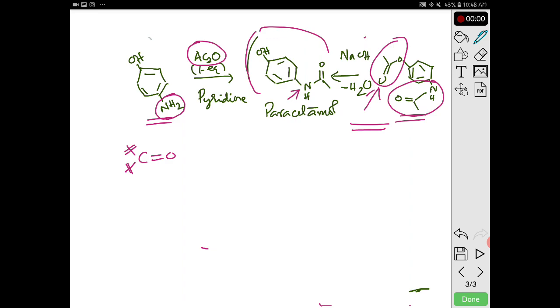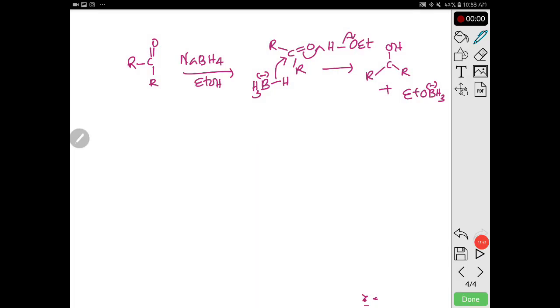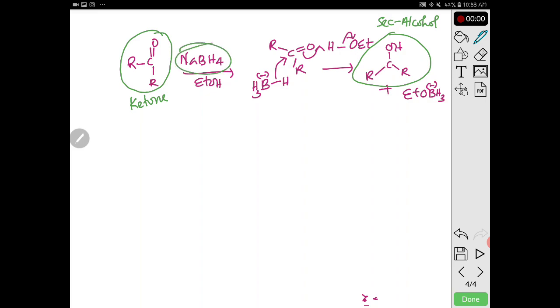So let's see what factors determine the chemoselectivity. What is the idea behind how the chemoselectivity is controlled? Here I have taken the reduction of an aldehyde to alcohol. It's actually a ketone. The ketone is reduced to a secondary alcohol. The reagent used is sodium borohydride.